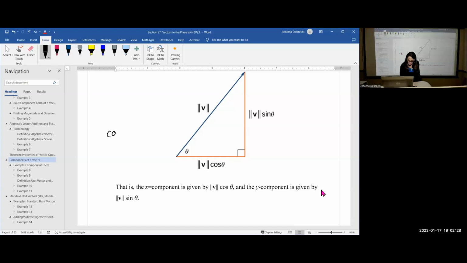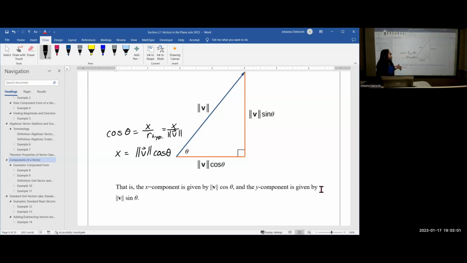Well, that's because cosine of theta is equal to x over r, where r is the hypotenuse, basically. And in our case, that is the magnitude of v. So we basically have x over the magnitude of v. And then to find x, we multiply both sides by the magnitude, and I get the relationship that you see down there at the bottom. So it's just coming from the definition of cosine as adjacent over hypotenuse. And then the hypotenuse, the length of it, is the length of the vector. So you multiply that on both sides.